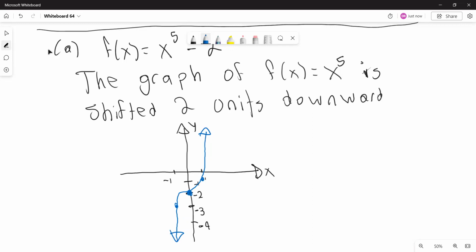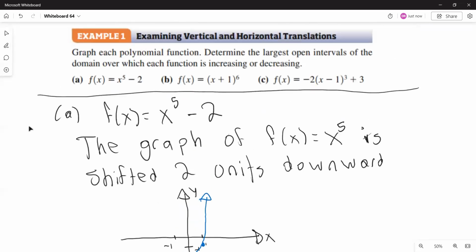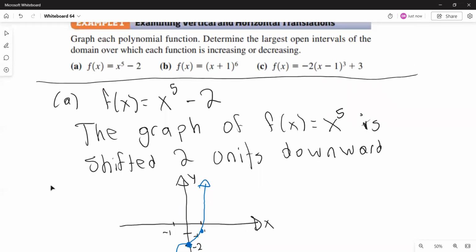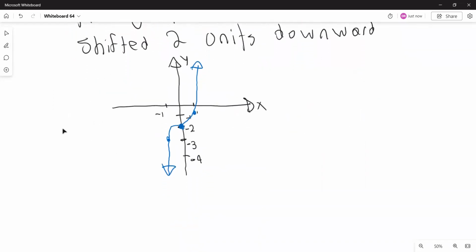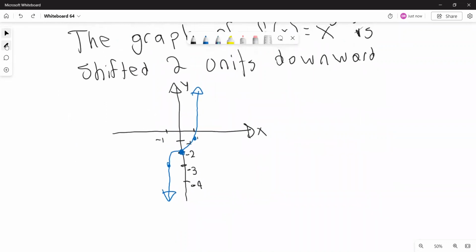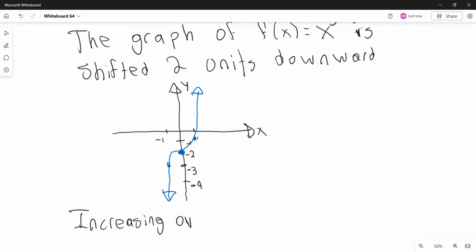And they were asking us to determine the largest open interval of the domain over which each function is increasing or decreasing. So this function is increasing over -infinity to infinity. So I'm writing that. Number 2.